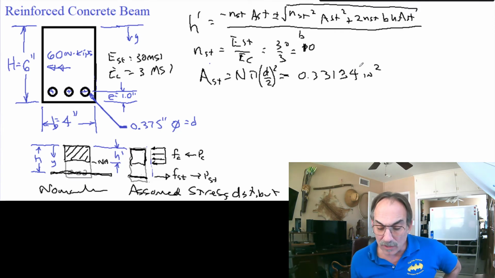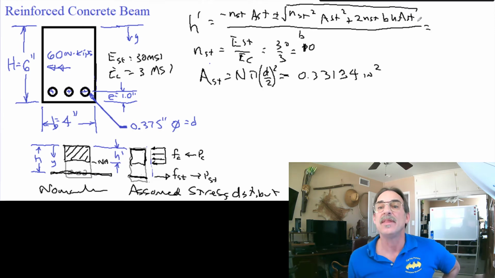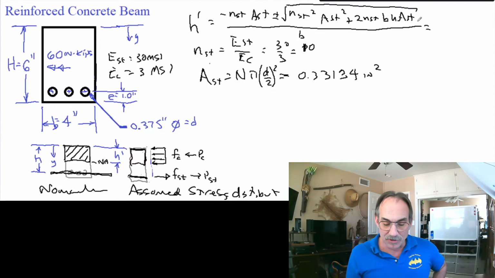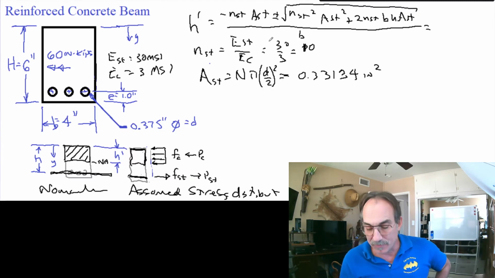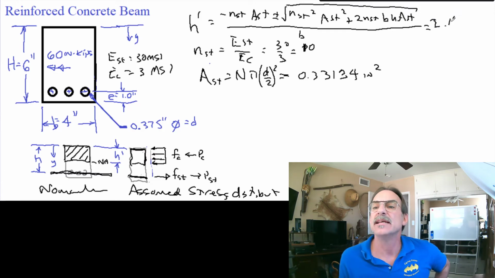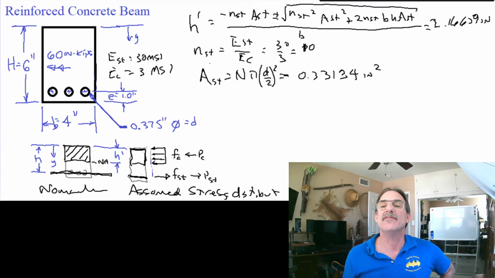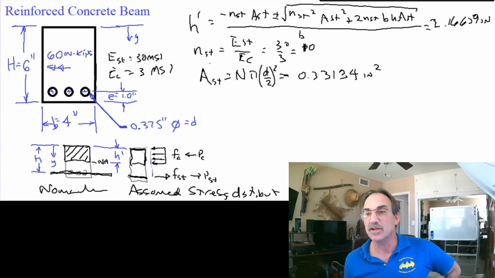So now let's see, what else do we need in our equation? We've got B already, it is 4, and it looks like that's everything we need to plug all these values into H prime and find out where the value is. Now you get a plus and a minus, but only one of them is meaningful. We're going to get 2.16659 inches, and we're going to get a negative number, which is complete nonsense, so we will ignore that. We will take this as our position of the neutral axis.